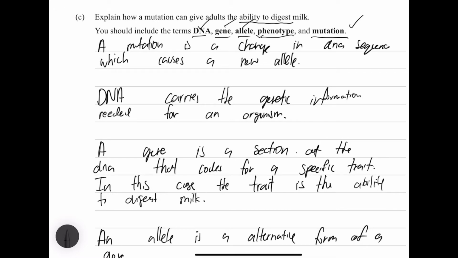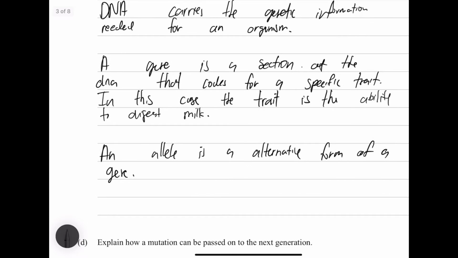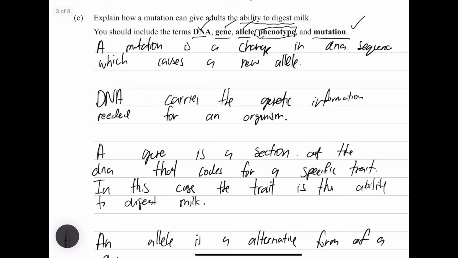Now phenotype. This is the last part you have to talk about. And this is where you get the excellence from. Relating the question back to phenotype. So as the mutation changes the order of DNA bases, this causes a new allele, and the new allele codes for the specific trait, which is a phenotype. And the phenotype is like an outward expression, so the ability to digest milk is considered as a phenotype.